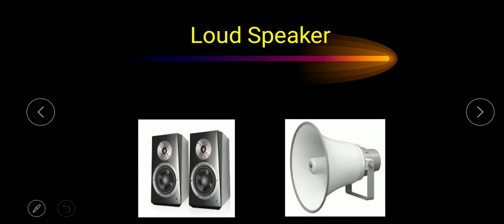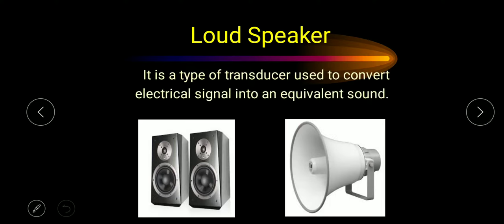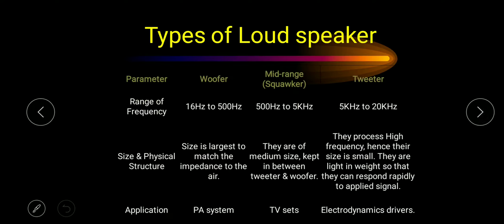Then the loudspeaker. As we have already seen the loudspeaker definition, it is a type of transducer used to convert an electrical signal into an equivalent sound. There are also various types of loudspeaker, so we will see them one by one according to the frequency range separated by them. There are three types of loudspeaker: woofer, mid-range, which is also called squawker, and the third one is tweeter. Basically these are divided on the basis of frequency range.